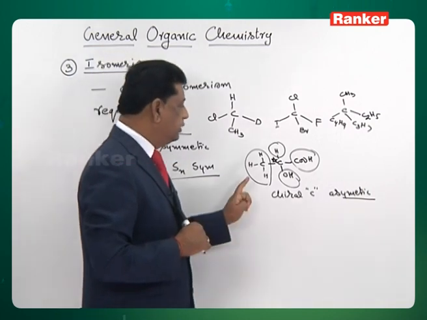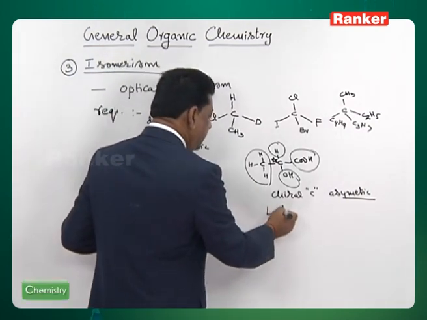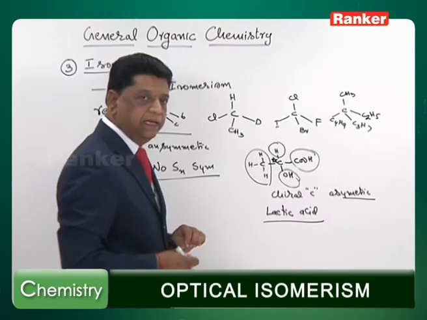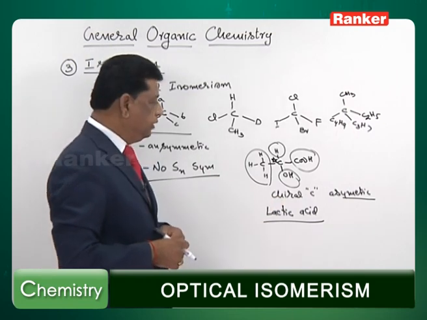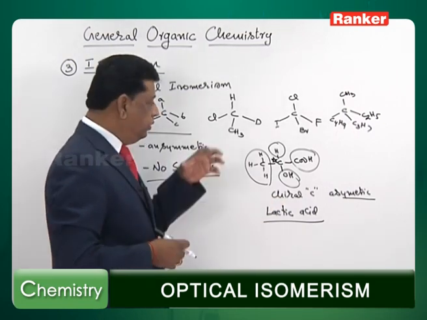Now this compound is called lactic acid. There is another lactic acid which exists as its isomer. What is the structure of that lactic acid? How do you represent that?